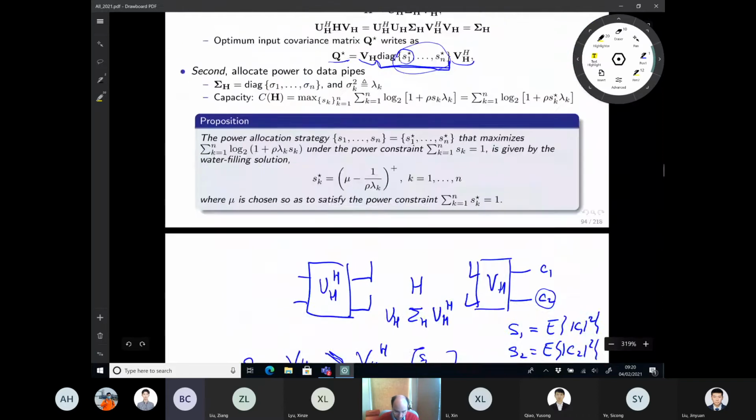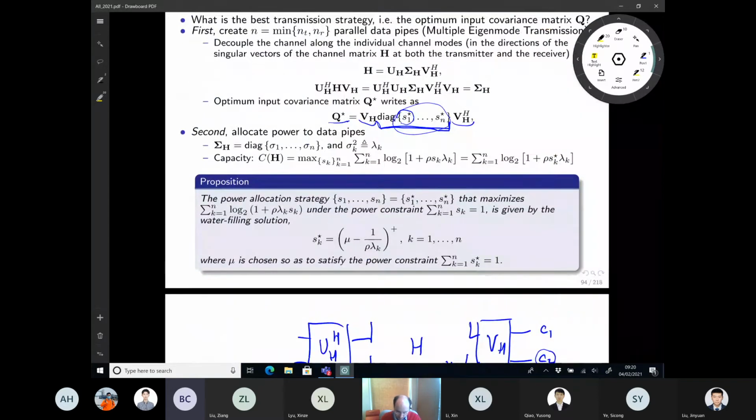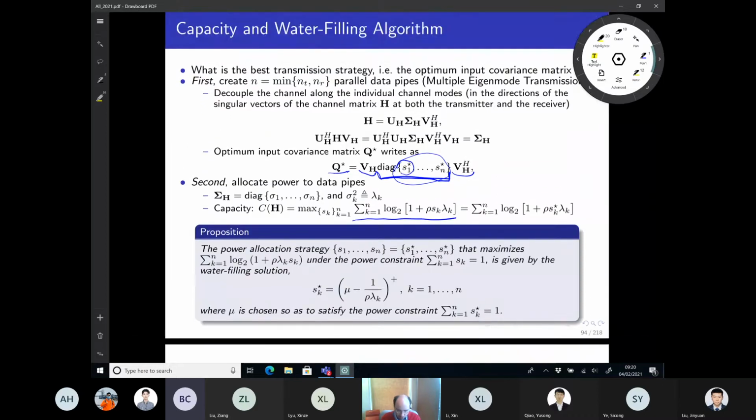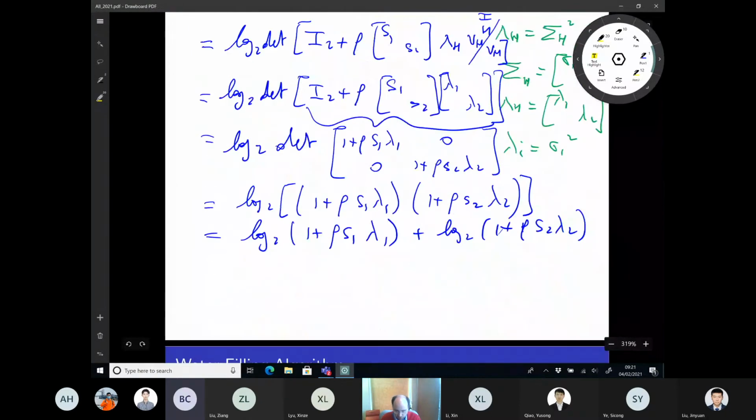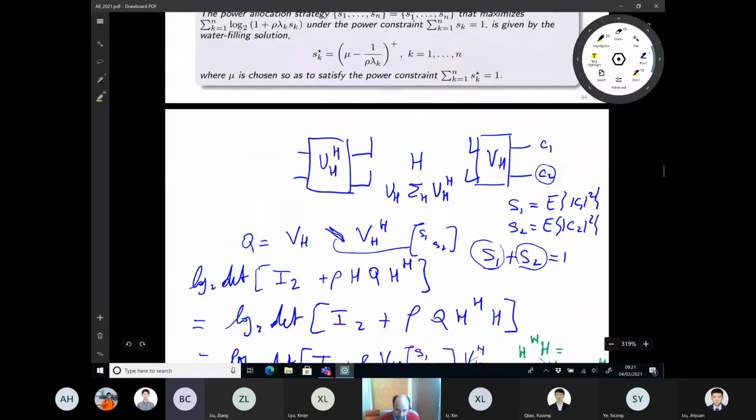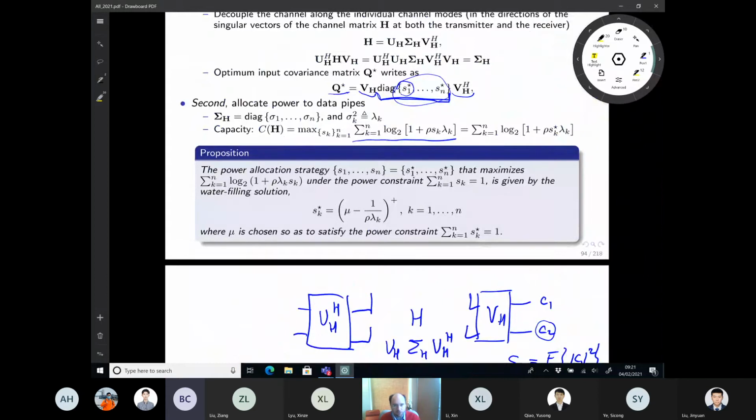I just did the whole development here for 2 by 2, but in general, you're going to end up with this relationship here. You go from k equals 1 to N, where N is the minimum between the number of transmit and the number of receive antennas. So that's the maximum number of non-zero singular values that you can have in H. And you have the log of 1 plus rho s_k lambda_k. So exactly the same expression as what I had here, but here I just have 2 of them because I have a 2 by 2 matrix. So N is equal to 2 in this example.